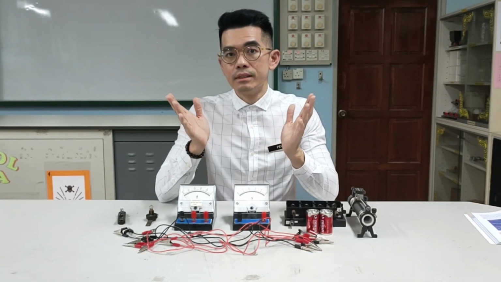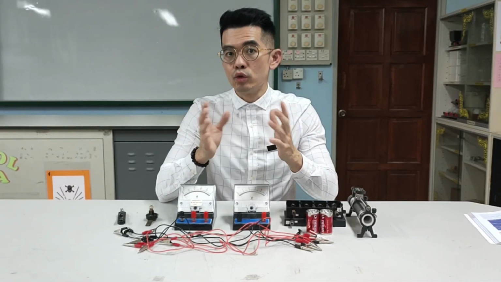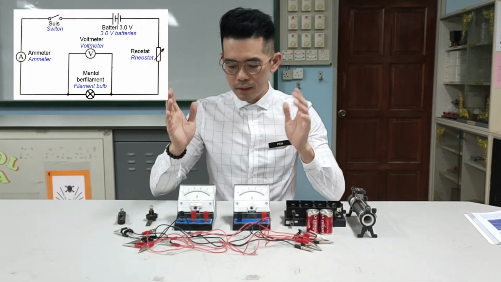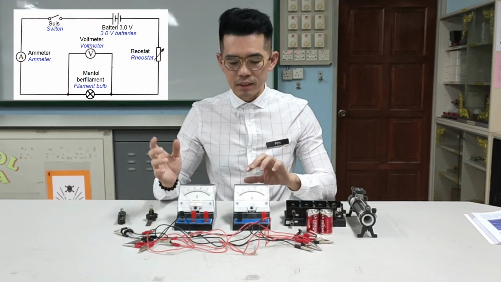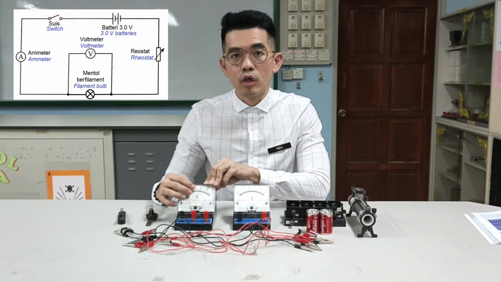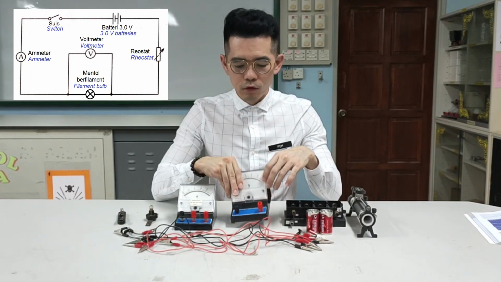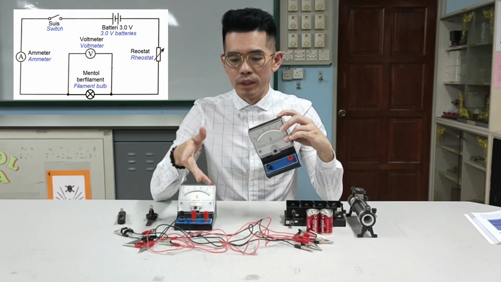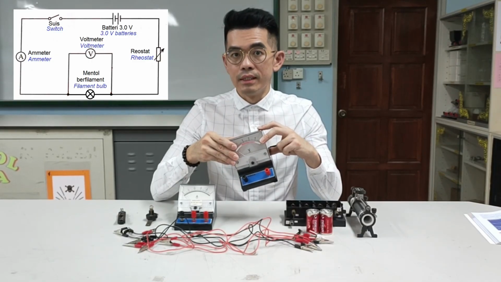So now let us arrange and connect the apparatus according to the diagram. Basically, the series circuit will involve the apparatus besides the voltmeter. So the ammeter will be connected in series with the other electrical components, while the voltmeter will be arranged in parallel to the circuit. Now let me show you how to arrange the circuit according to the diagram.